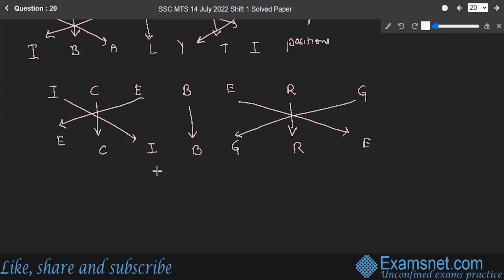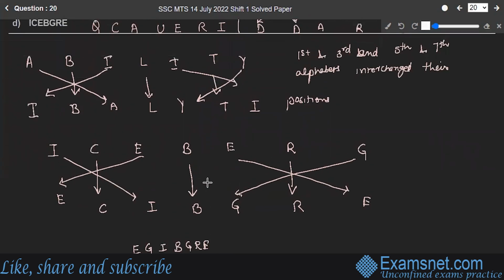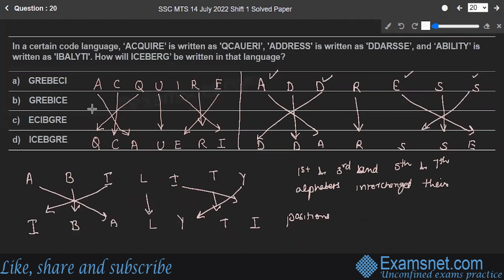So what will be the code? It will be E C I B G R E. Let's check with the options which is the correct one. Option C is the correct answer to the question. Hope you are clear. Let's move to the next question.